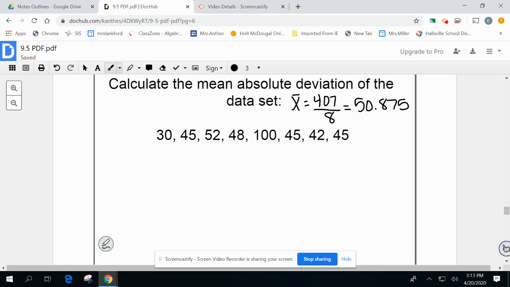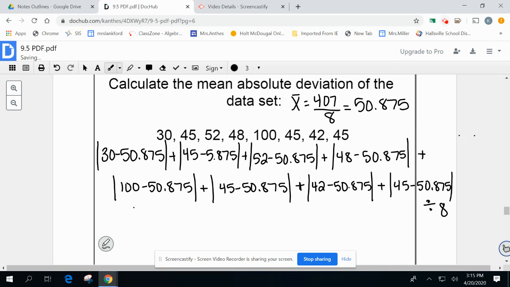So again, I'm going to do absolute value of each one of these numbers minus 50.875. So absolute value 30 minus 50.875 plus, and then I'm going to do this each time. Okay, so I've gone through and done the absolute value minus 50.875 on all of them, and I had to actually go through 2 lines to fit it all in here.